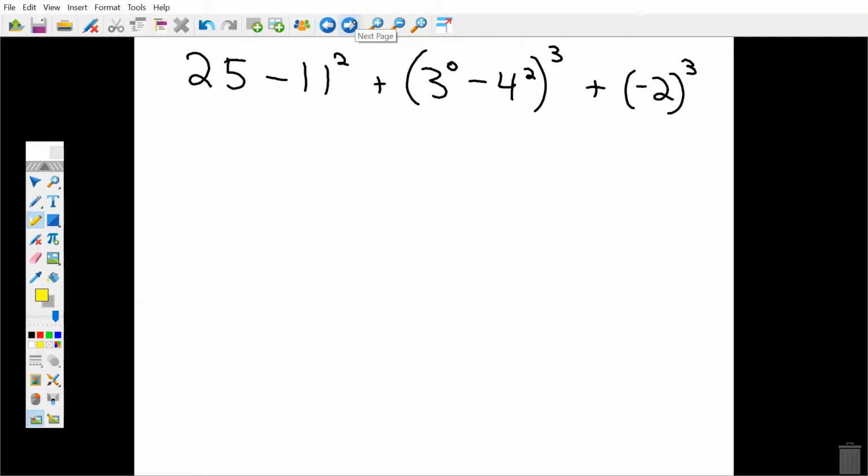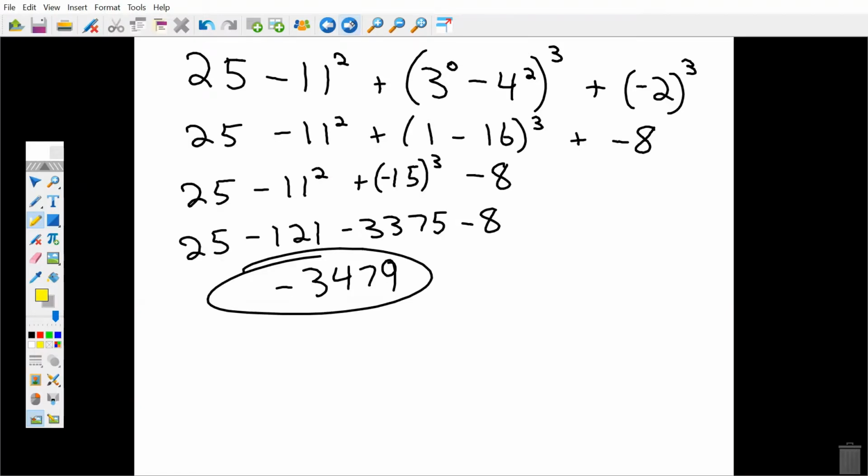Next question, 25 minus 11 squared plus 3 to the power of 0 minus 4 squared, all of that is cubed, plus negative 2 cubed. The answer is negative 3,479. You work inside the brackets first. 3 to the power of 0 is 1. 4 squared is 16. 1 minus 16 is negative 15. Now I do my exponents. 11 squared is 121. Negative 15 cubed is negative 3,375. And then 25 minus 121 minus 3375 minus 8. And you get your answer.